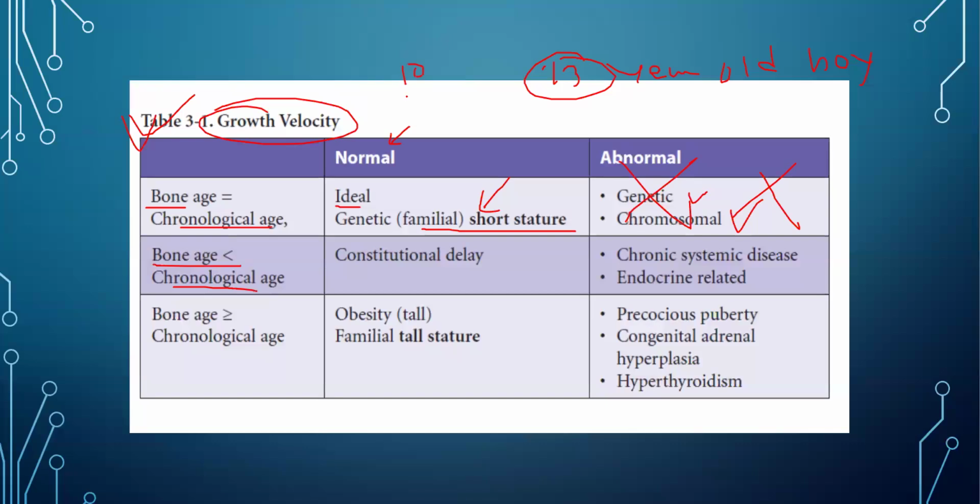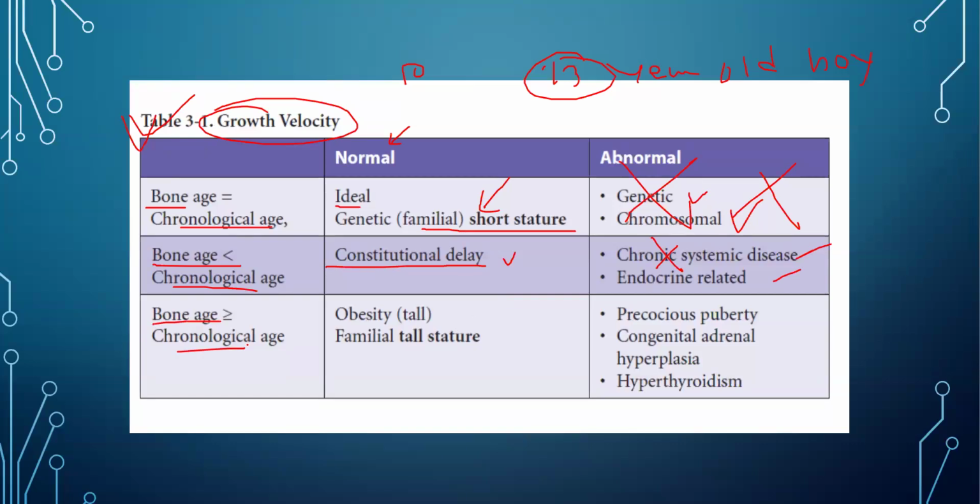Like this 13-year-old whose bone age comes as 10 years. Then two conditions are possible. If all the physical examination is normal, that can be constitutional delay. If there is some abnormal physical exam, then it could be related to some other chronic disease or a hormone-related issue. Again, that's not important for the exam, but constitutional delay is important. We will come to that.